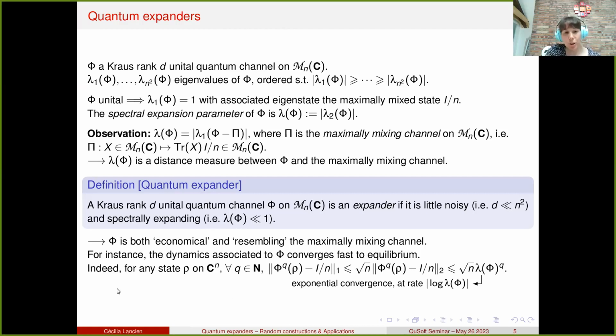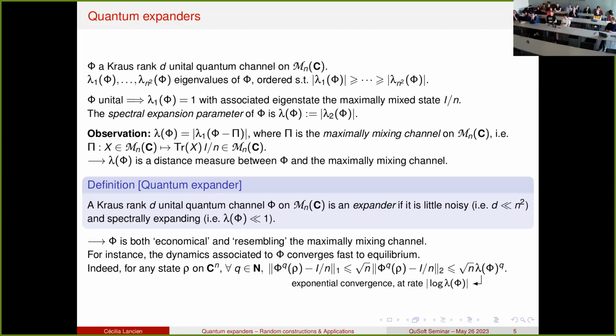So with the same kind of quantitative estimate: for any initial state rho that you start from, if you apply your channel phi q times to this state rho, it's going to converge towards the maximally mixed state. And the one norm distance between the two is going to be upper bounded by square root of n times this parameter lambda of phi to the power q. So exactly a complete analogy with the classical case. Is everything clear about the definition of the objects, or are there any questions at this point?